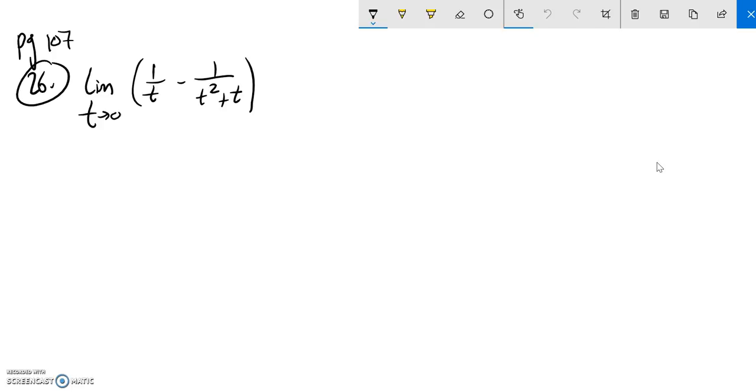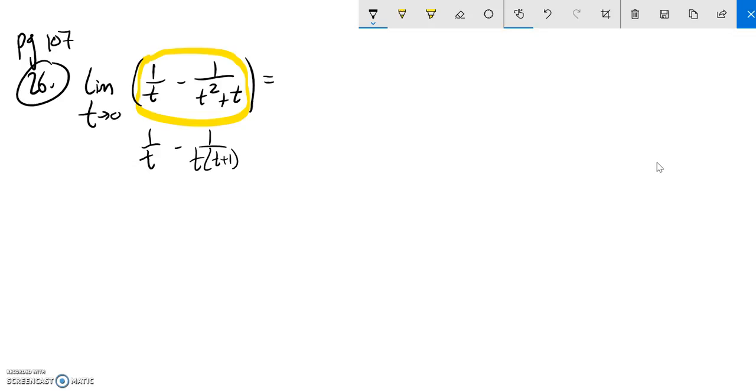So I think what I'm going to do is simplify this whole thing. I'm going to combine those fractions and see what I can do with that. So first thing I notice is that I have this 1 over t, and then over here I could factor out a t. So I have 1 over t times t plus 1.